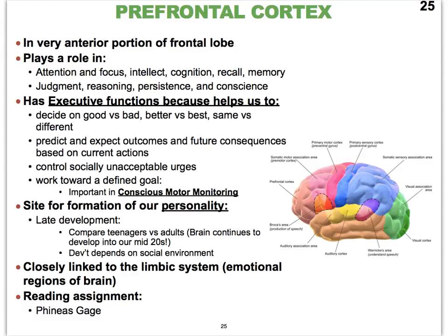And that's why we see the kind of irresponsible behavior very often in teenagers, and in many ways we need to be forgiving of them because they just don't have that part of their brain developed yet. The prefrontal cortex will also be very dependent on its social environment to develop properly.